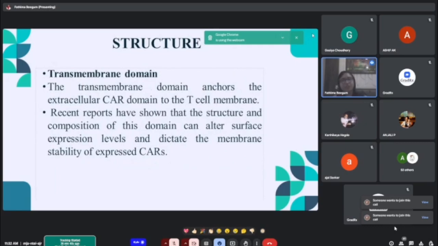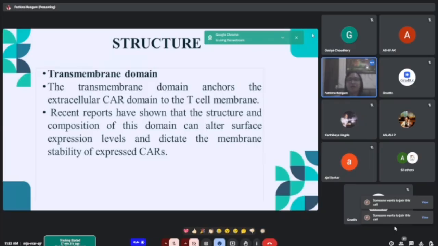Then comes our second structure. So in the CAR structure, the first one is the antigen binding site and the spacer, which form the extracellular domain. Now the transmembrane domain. The function of the transmembrane domain is that it anchors this extracellular portion to the cell membrane. The CAR has to connect to the T cell. It is expressed and now it has to be connected to the T cell. So this transmembrane domain always acts as an anchorage to connect the CAR to the T cell. So that is the peculiarity.